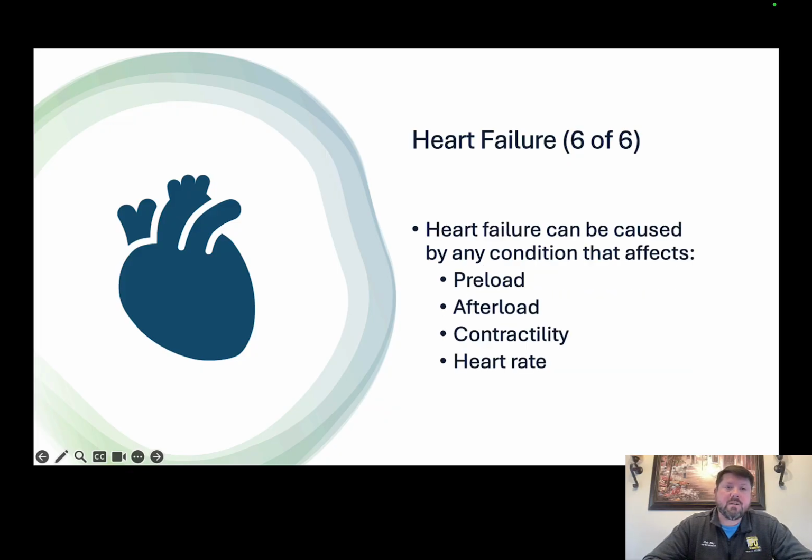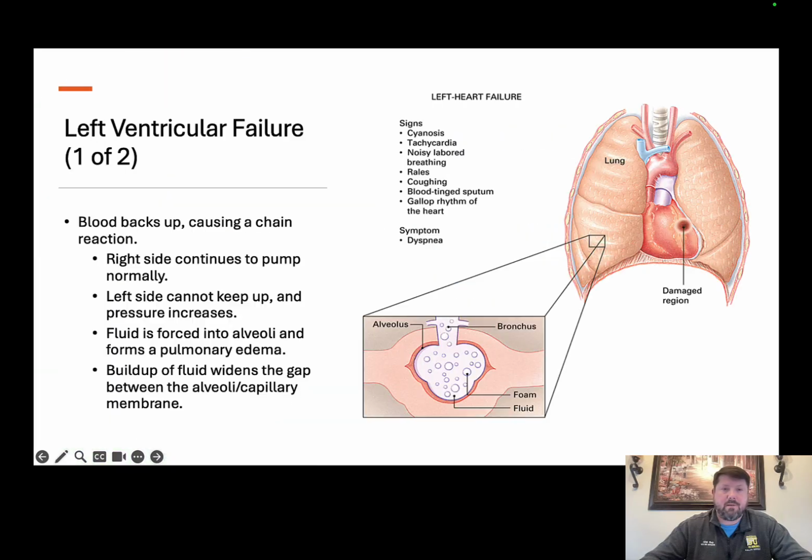Heart failure can be caused by any condition that affects preload, afterload, contractility, or heart rate. So remember your cardiac output equation: CO is equal to stroke volume multiplied by heart rate. If something affects the stroke volume, which is preload, afterload, or cardiac contractility, then you're going to have a decrease in cardiac output. Any condition that impairs any of these variables of the equation can cause heart failure.